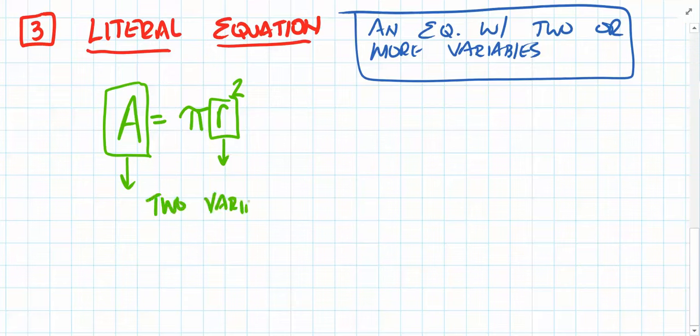Does everyone understand what a literal equation is now? Can you give me another one? Can you think of one off the top of your head? Y equals mx plus b, right? There's another one, right? Y equals mx plus b. We're going to get into that later on in this 24 days. What else? Give me another one.